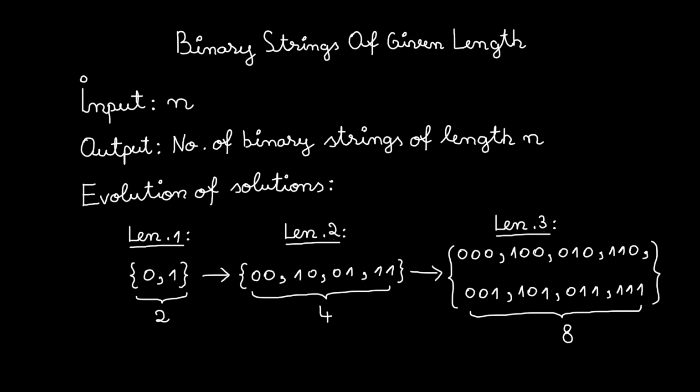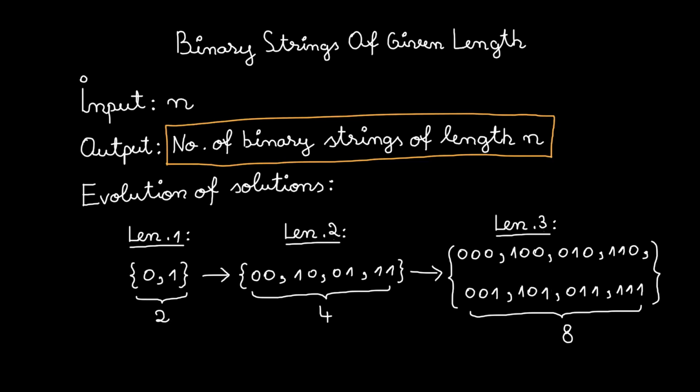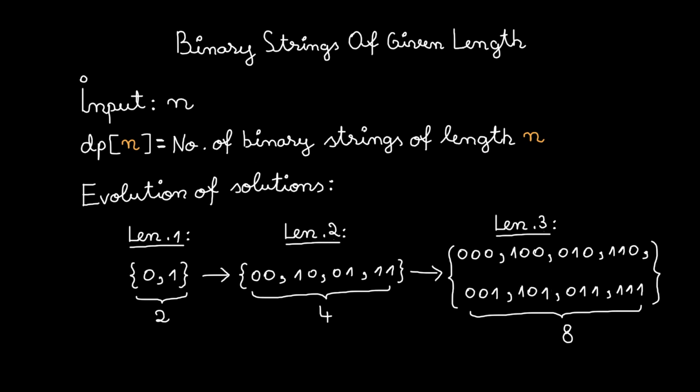So let's use this relation according to what the problem asks for, which is the number of binary strings of length n. This n is very important as it is the only factor that influences the answer of the problem. For different values of n, the problem has different answers. So let's define what the problem asks for according to n. dp of n is going to be the number of binary strings of length n. Back in the evolution of solutions, we can say that dp of 1, which is the number of binary strings of length 1, is equal to the size of the first set, which is 2.